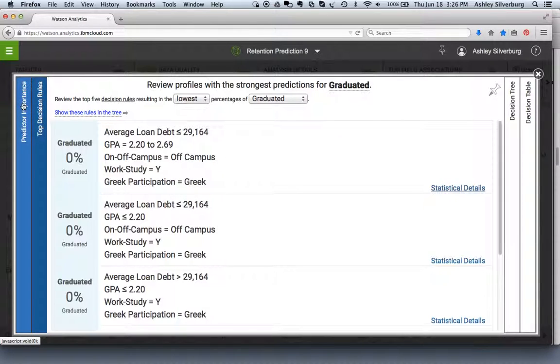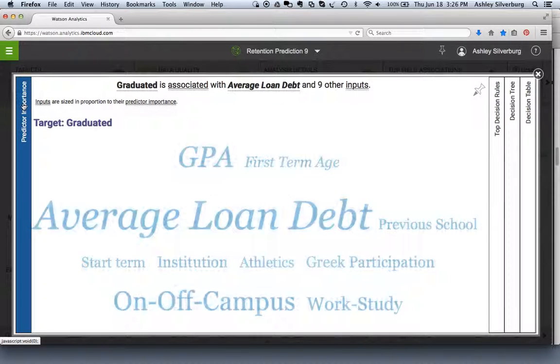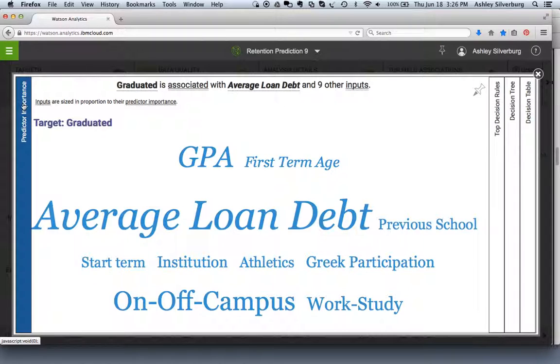Then the predictor importance shows us, of all of the attributes that it was using for its predictions, which ones contribute the most to the likelihood of graduation.